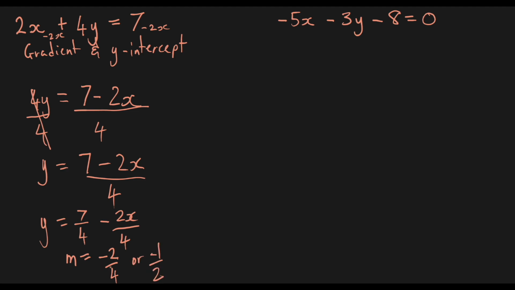Y is our equivalent fraction. Negative 2 over 4 is the same as negative 1 over 2. And then after we have c, so c is equal to 7 over 4. Did you all get that? Nice. So everybody understood that. Alright, so the next one.